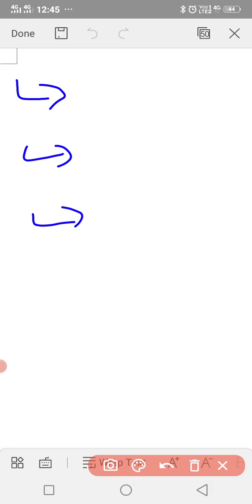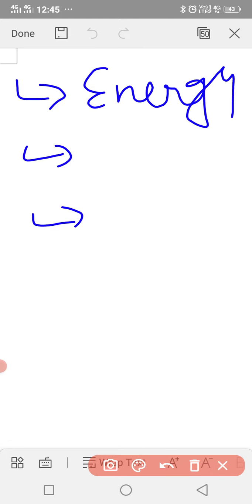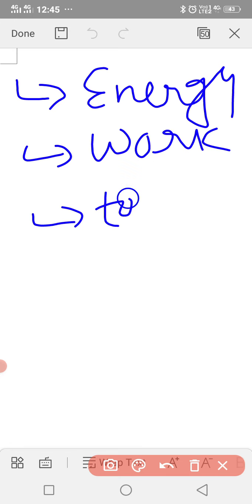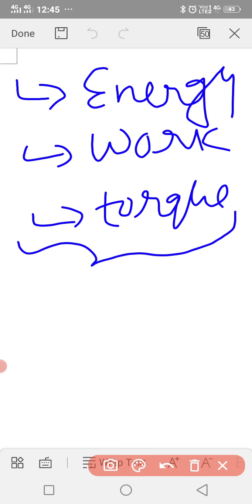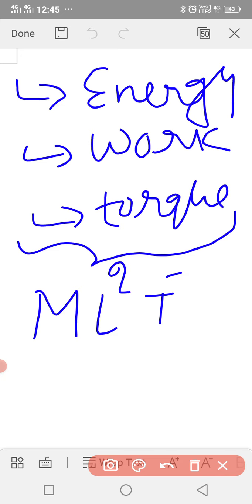That is, energy's dimensional formula is equal to work's dimensional formula, which is equal to torque's dimensional formula. Similarly, they can ask what the dimensional formula of these three quantities is. So it is M L squared T minus 2. So dear all, you should know how to calculate dimensional formulas, but in case you don't know, then you have to watch this video fully.